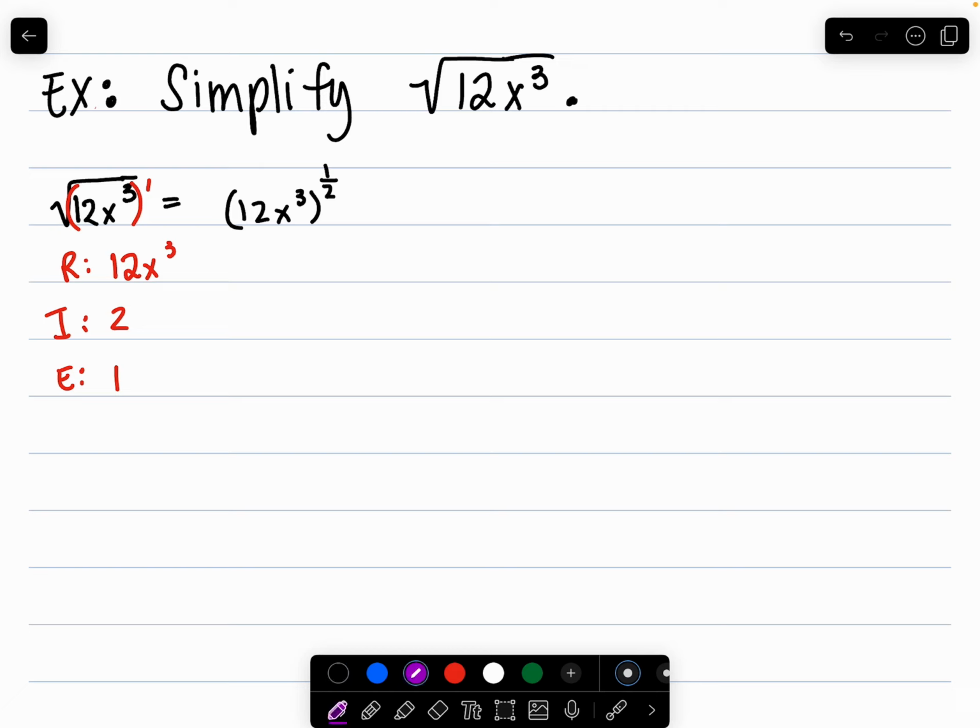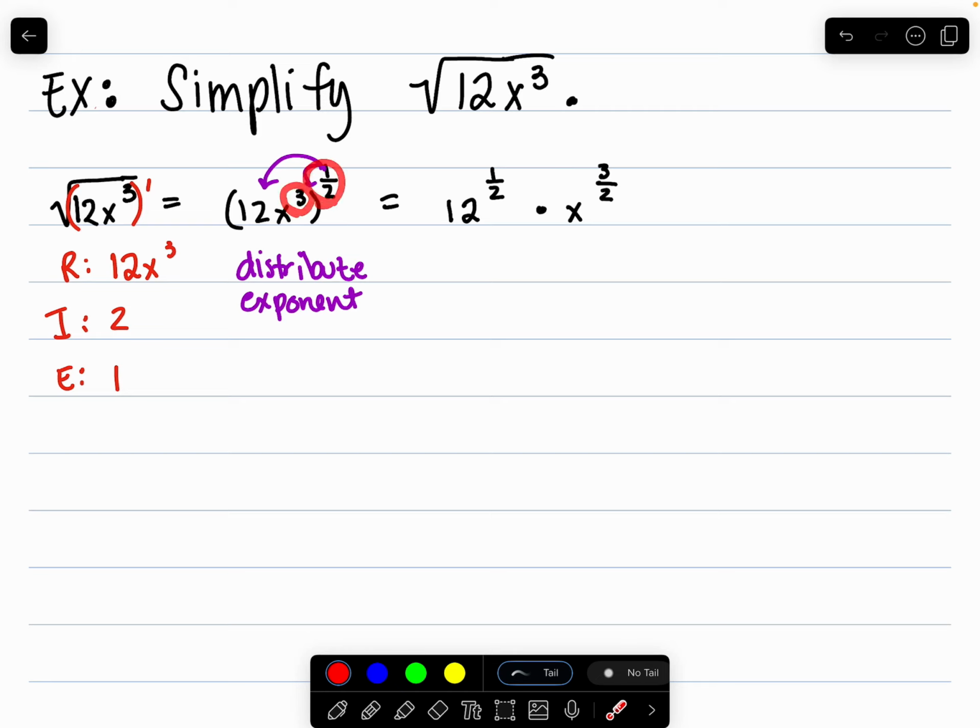Now I'm going to distribute my exponent here. Distribute exponent. This is called, what is it? I think it was power of a power. Distribute exponent, so this is equal to 12 to the 1/2 times x to the 3/2. So if it's a whole number times a fraction, the whole number is always being multiplied to the top number. That's why it's 3/2.